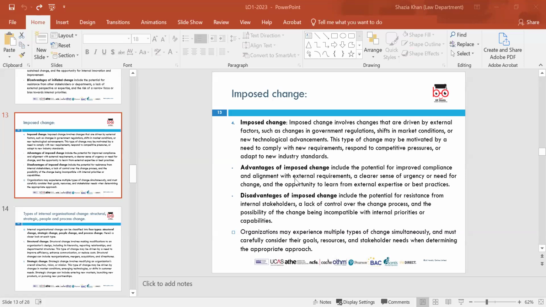Disadvantages include the potential for resistance, again, from internal stakeholders, a lack of control over the change process, and the possibility of change being incompatible with internal priorities or capabilities.